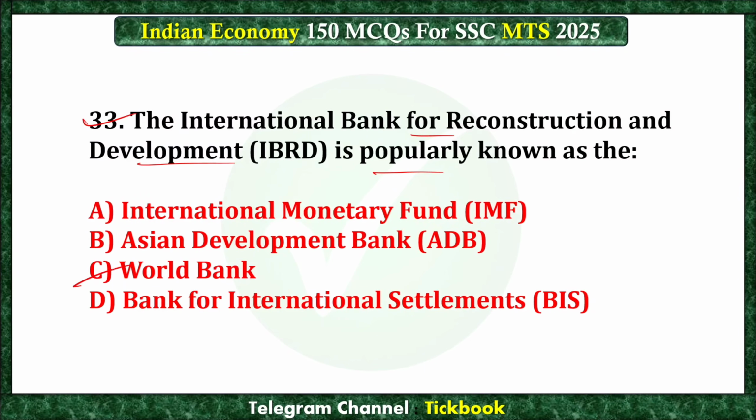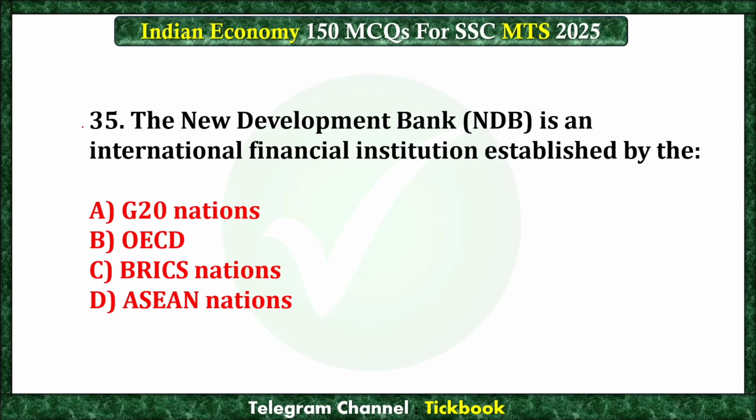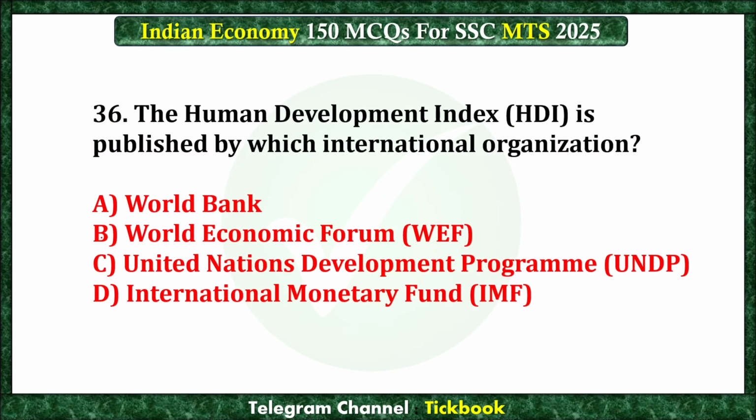Number C. World Bank. 34. The BRICS group consists of which 5 countries? Option number C. Brazil, Russia, India, China, South Africa. 35. The New Development Bank NDB is an international financial institution established by the option number C. BRICS nations.